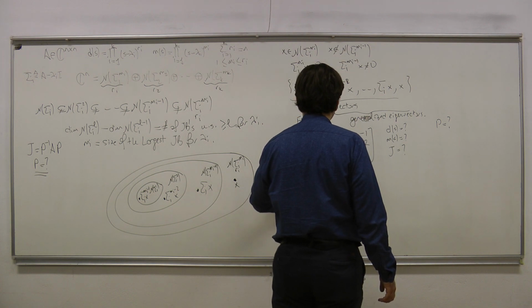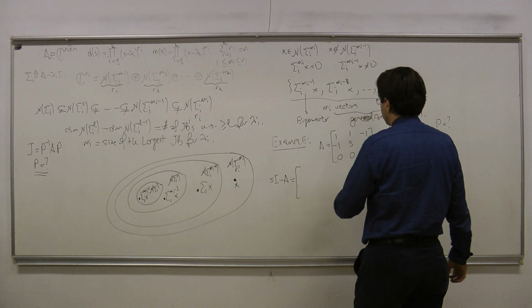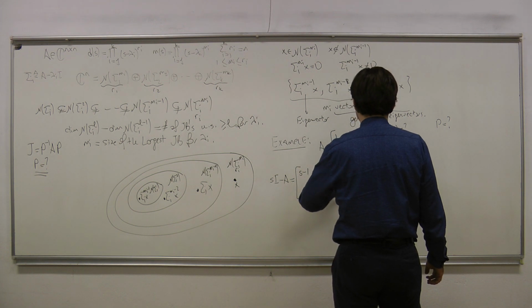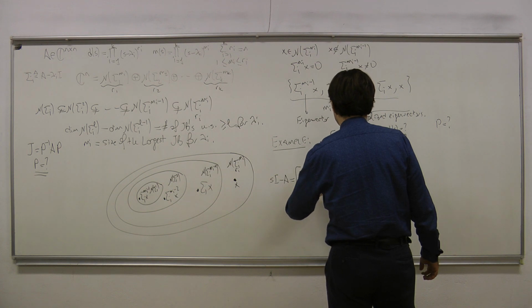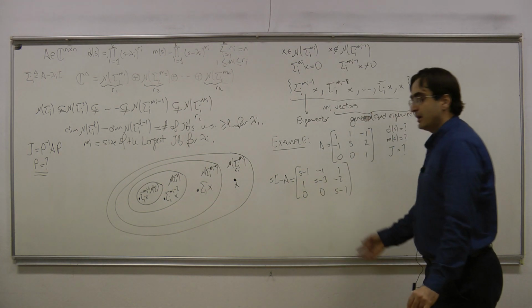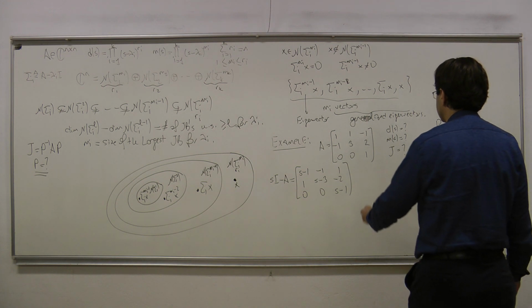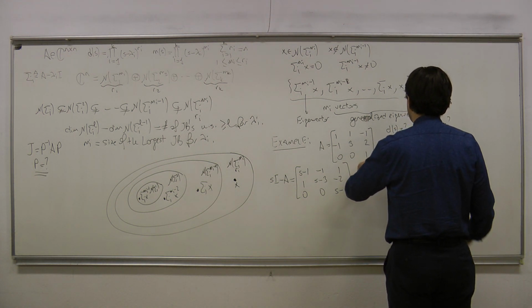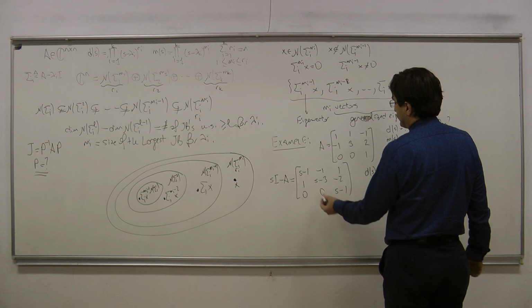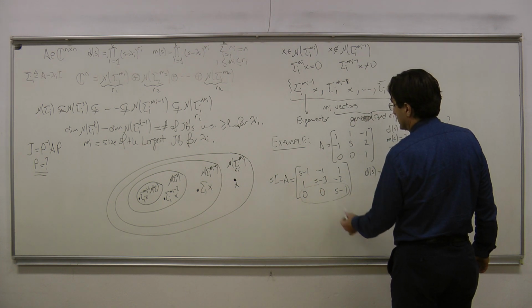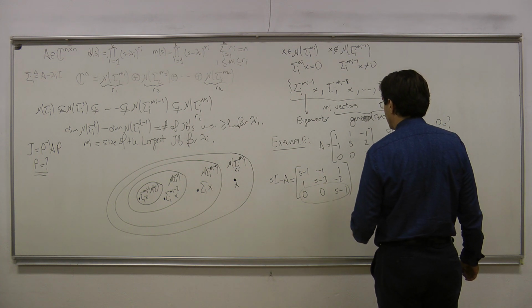Okay? So let me first calculate the matrix sI minus A in order to be able to calculate the characteristic polynomial. This is going to be s minus 1, s minus 3, and s minus 1, minus 1, 1, minus 2, 1, 0, 0. Okay? And then I will have to calculate the determinant of this matrix to find the characteristic polynomial. I will choose the column or row which has as many zeros as possible, and you see that it's the last row here.